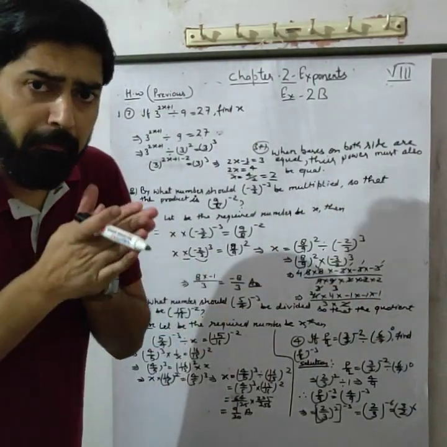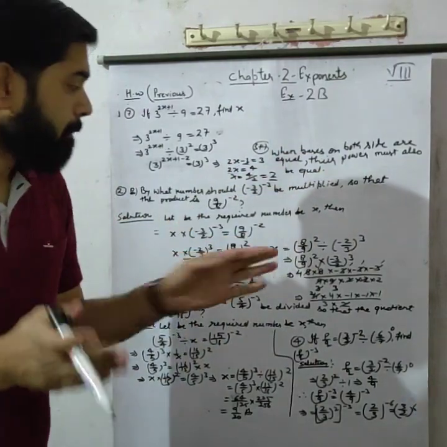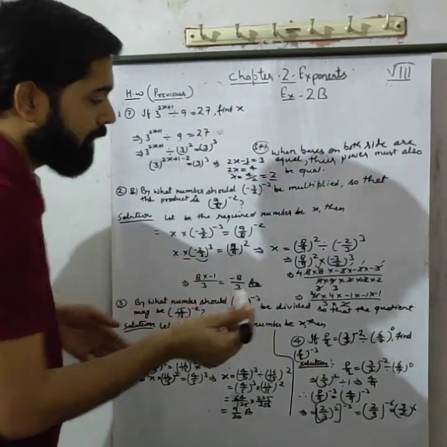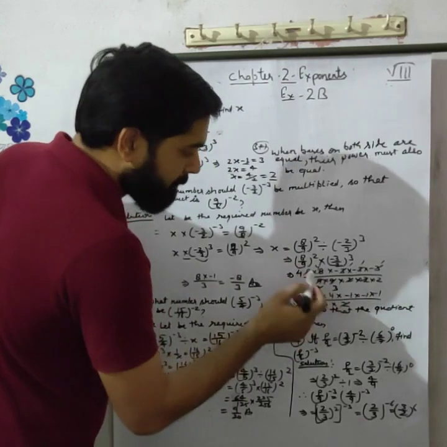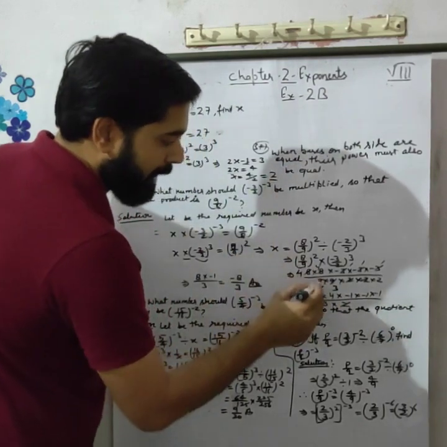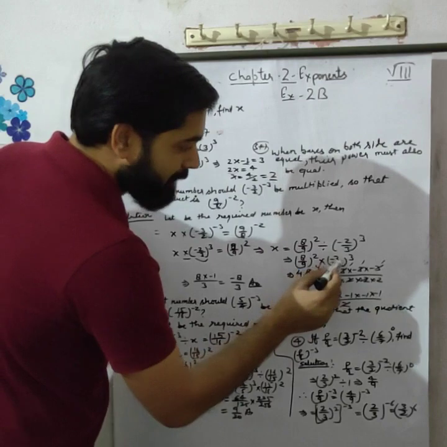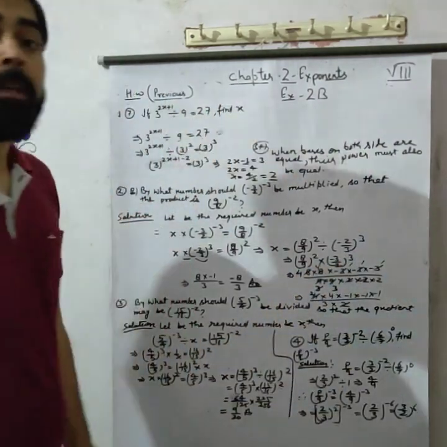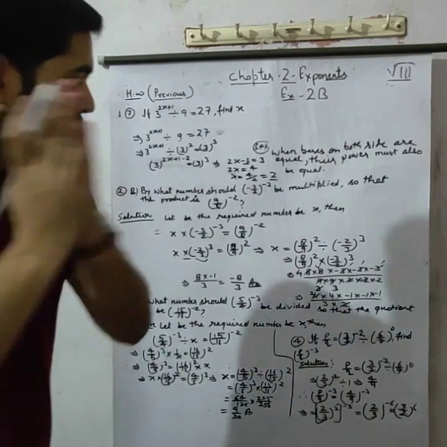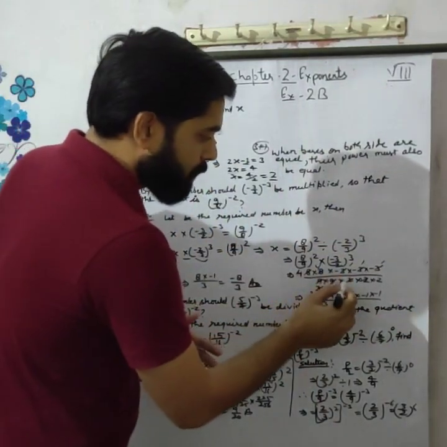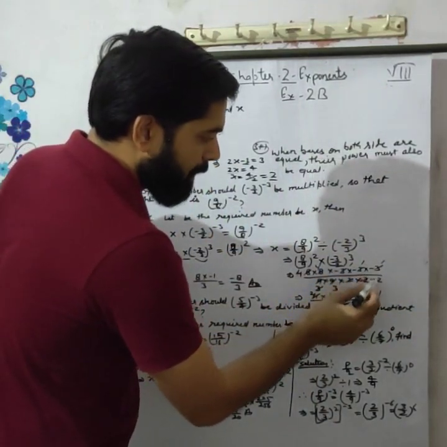And when we open the brackets according to the power, then we get what? 8 upon 9 raised to power 2 means 8 upon 9 multiplied how many times? 8 upon 9, 2 times. 8 upon 9 multiplied by 8 upon 9. Then minus 3 upon 2 raised to power 3 means minus 3 upon 2 multiplied 3 times. So minus 3 upon 2 multiplied by minus 3 upon 2 multiplied by minus 3 upon 2.